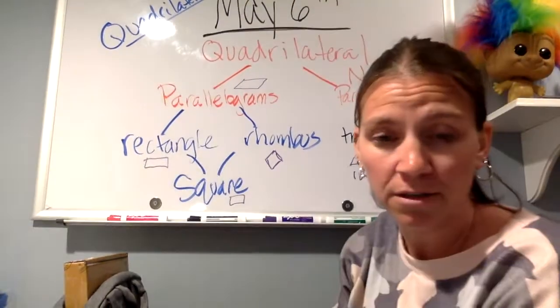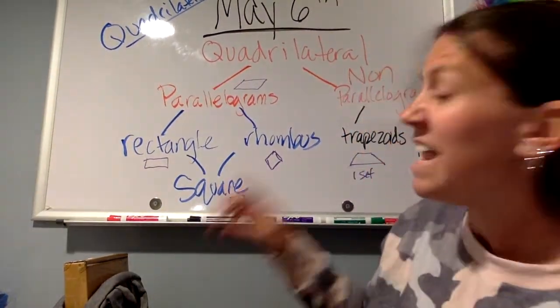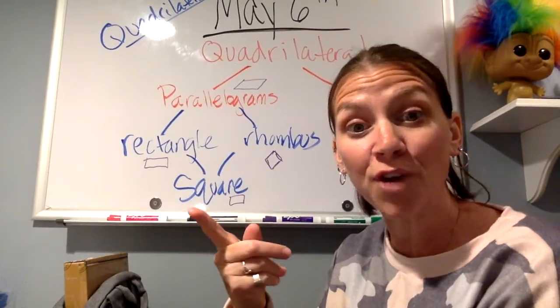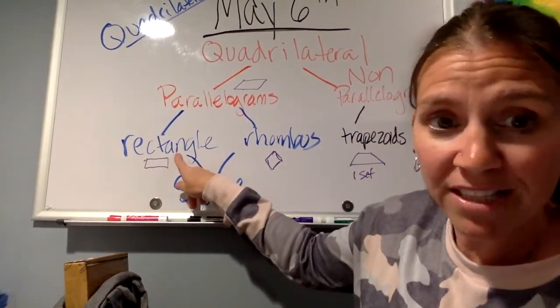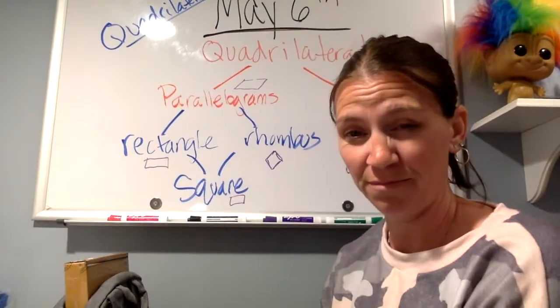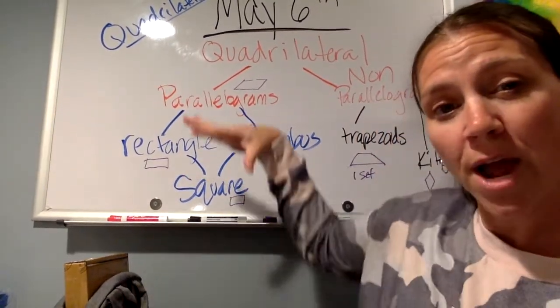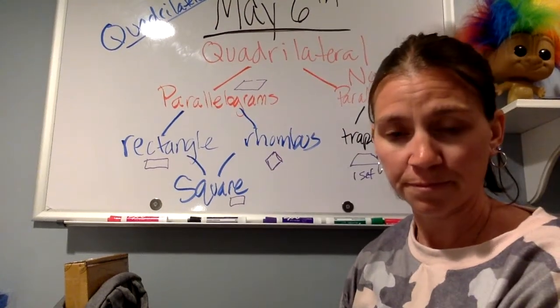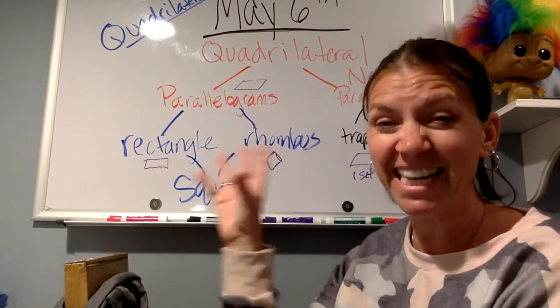I apologize. Okay? If I look at a picture and I'm like, oh my gosh, that's a rectangle. I say, oh, it's a rectangle. It's also a parallelogram and it's a quadrilateral. Okay? So you work your way up the drawing. And then anything above it, it is that.